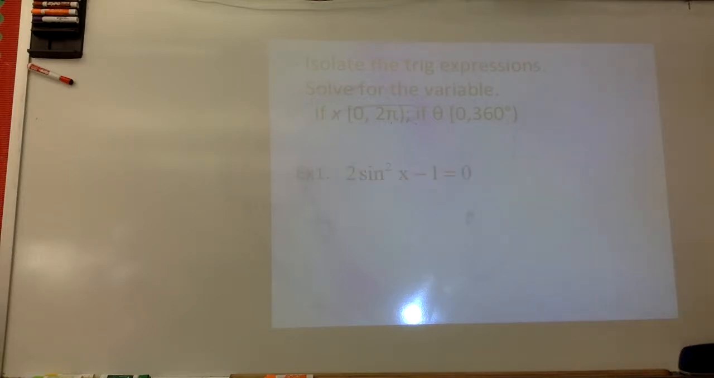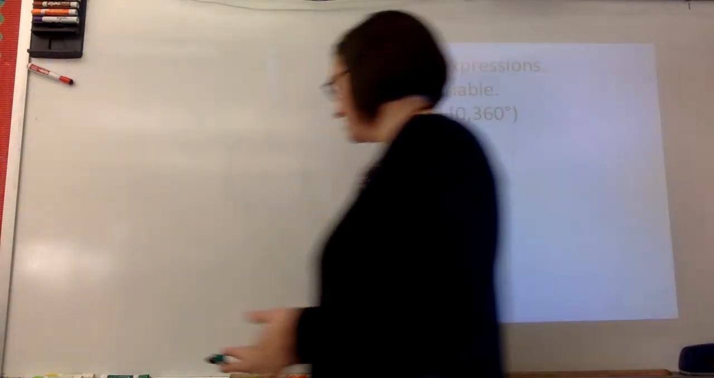Take a look at example 1. In example 1, 2 sine squared x minus 1 equals 0. We are solving for x. Do you think it's going to be radians or degrees? It's going to be radians. So the key here is to identify the type of problem that this is.